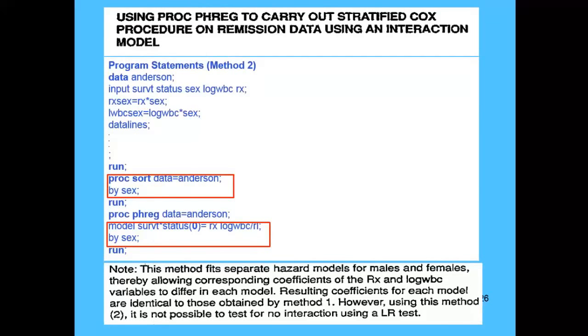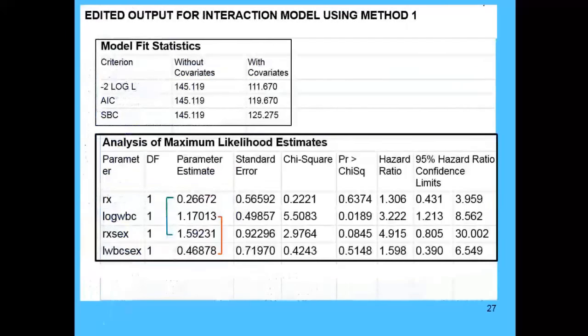I'm going to try to do that before we quit. First of all, here's the output when I run that model with the four variables: treatment, log white blood cell, treatment times sex, log white blood cell times sex. Degrees of freedom, parameter estimates. There's a reason why I've got these little brackets over here with all this output, including the -2 log L and all that stuff for this model.